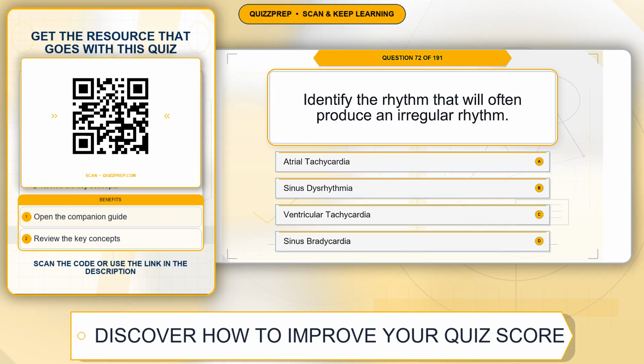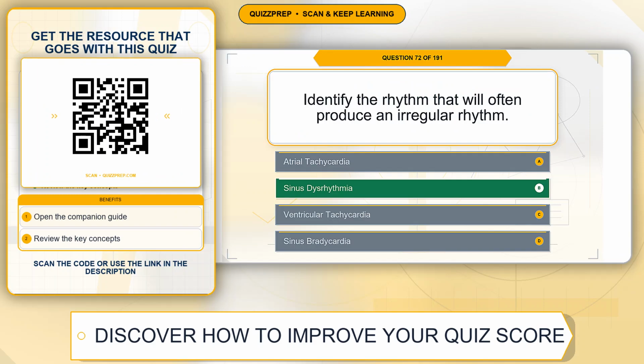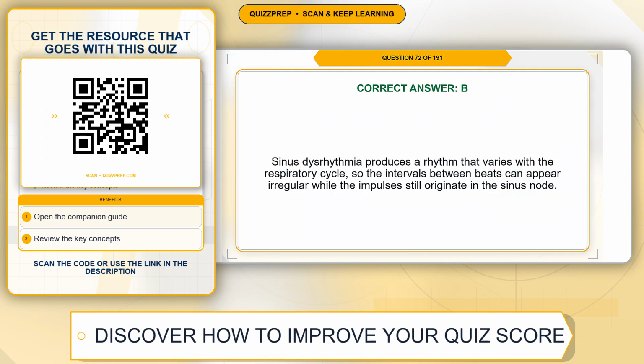Question 72. Identify the rhythm that will often produce an irregular rhythm. Option A, atrial tachycardia. Option B, sinus dysrhythmia. Option C, ventricular tachycardia. Option D, sinus bradycardia. The correct answer is option B, sinus dysrhythmia. Explanation. Sinus dysrhythmia produces a rhythm that varies with the respiratory cycle, so the intervals between beats can appear irregular while the impulses still originate in the sinus node.